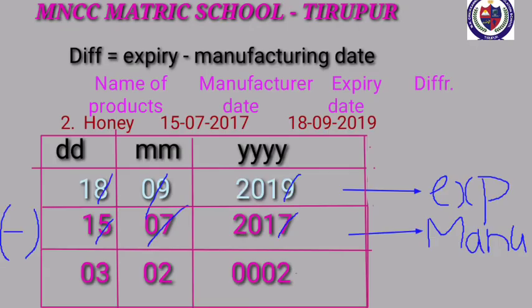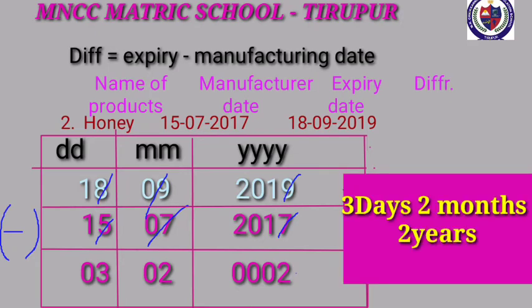For the second item, honey, the manufacturing date is 5/7/2017 and the expiry date is 8/9/2019. Let us write the expiry date first and the manufacturing date in the given column and start to subtract. And the difference is 3 days, 2 months and 2 years.